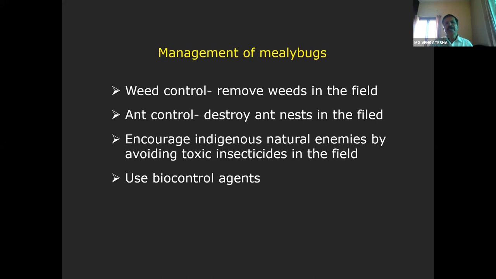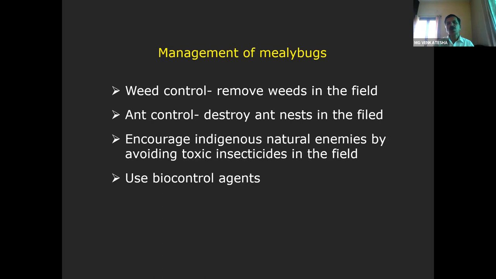And encourage indigenous natural enemies by avoiding toxic insecticides in the field, and we can use the particular biocontrol agents for a particular species of mealybugs, and then they can be controlled. So that's why in mealybug management, largely we should depend on the natural enemies and also on some biological control agents like parasites or predators. Most probably the toxic insecticides or systemic insecticides may not be useful.